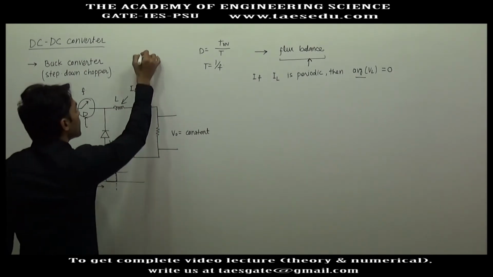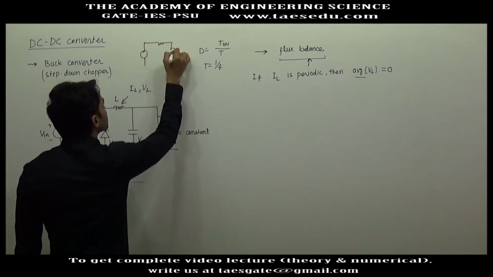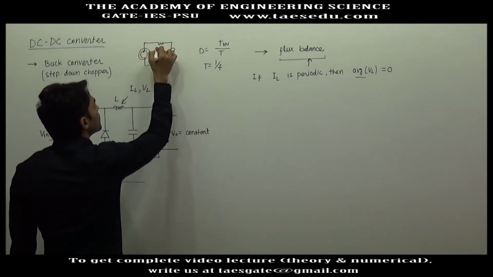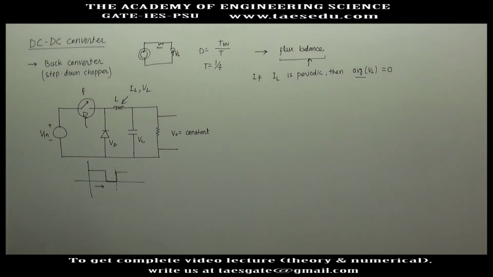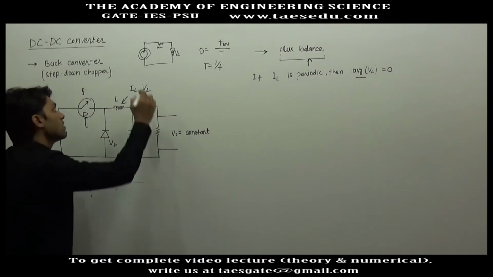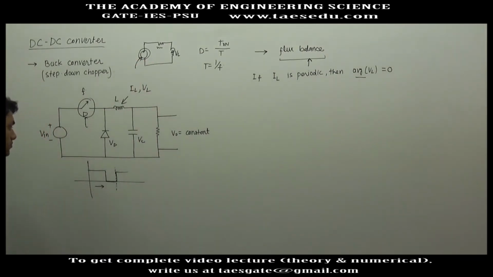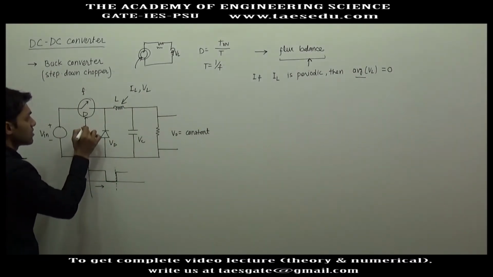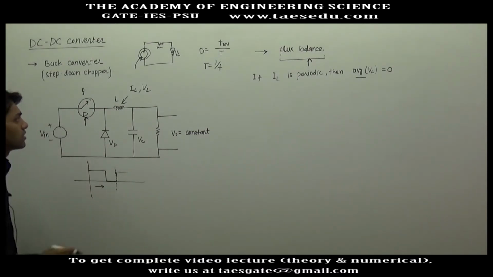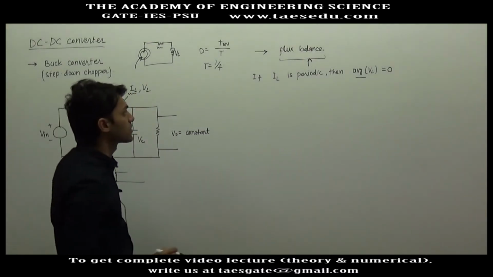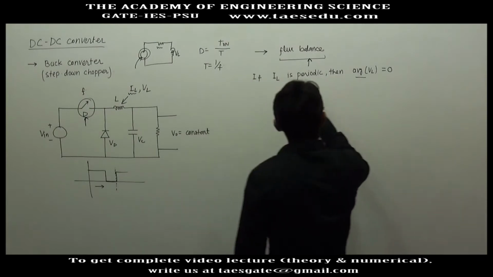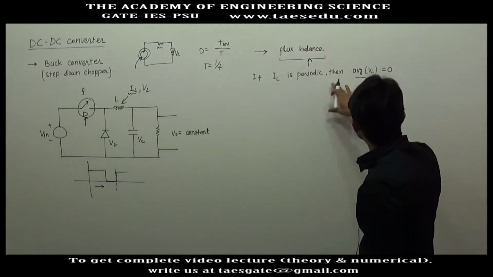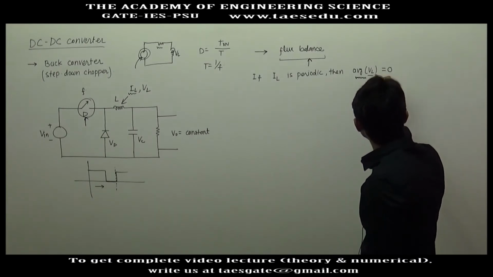Like when you connect an AC source, if this is periodic, resistance voltage, resistance current, inductor voltage, inductor current, all these quantities become periodic with the same frequency as the frequency of this AC source. Okay, so the switching sequence is periodic here. So inductor current will be periodic, and if inductor current IL is periodic, then flux balance says the average voltage across inductor will be 0.